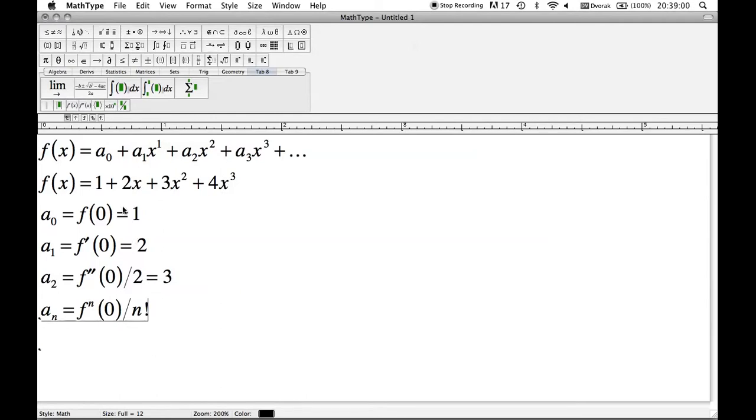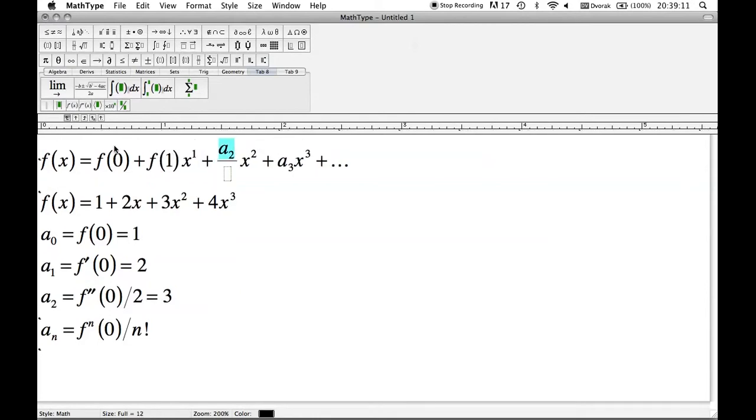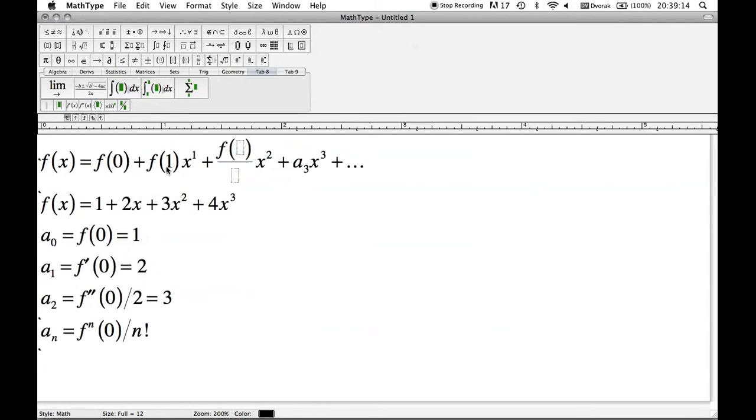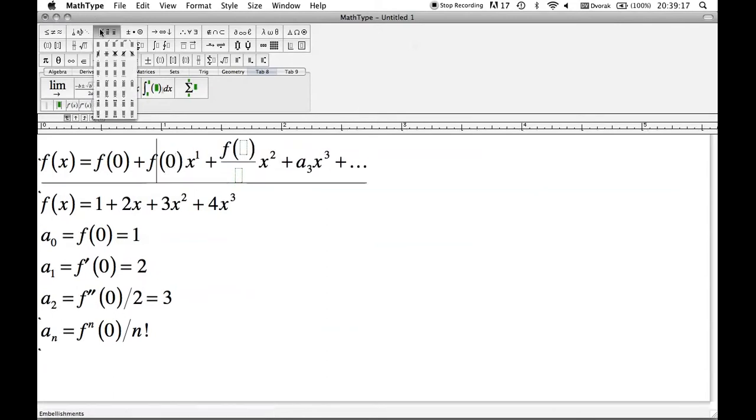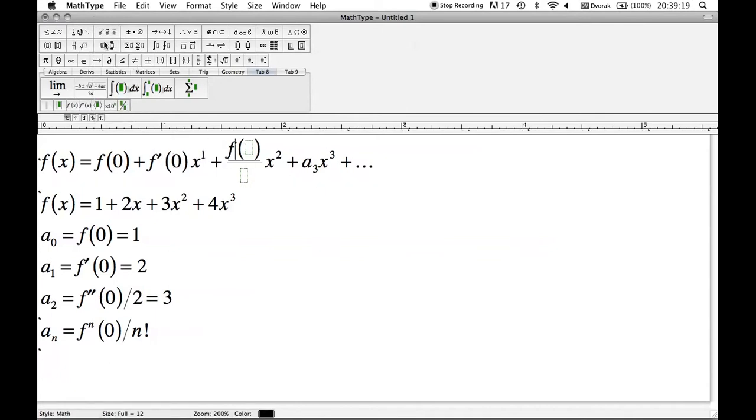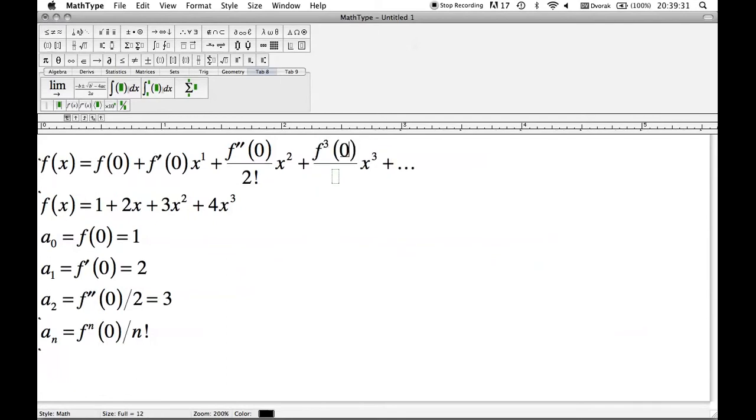So, the Maclaurin series says that f of x is equal to f of 0 plus f prime of 0 plus f double prime of 0 all over 2 factorial plus f triple prime of 0, let's denote it like that, over 3 factorial all the way to infinity. And that is basically the Maclaurin series.